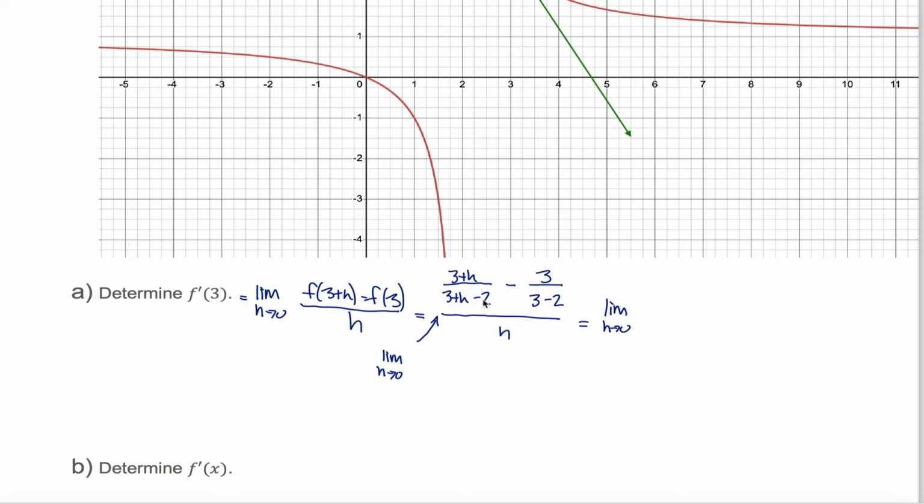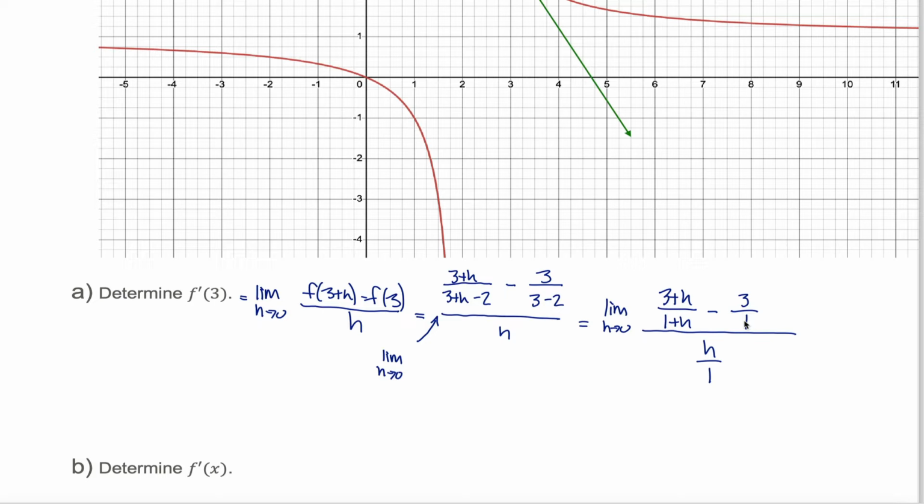This 3 and this -2 just leave me with 1. So this fraction here is really just 3 plus h divided by 1 plus h. And since 3 minus 2 is just 1, this fraction here is just 3 divided by 1. And then the bottom I got an h, which I'm going to write as h over 1.